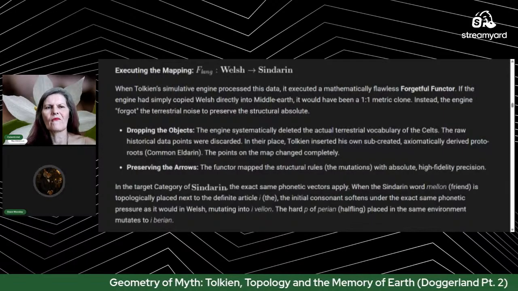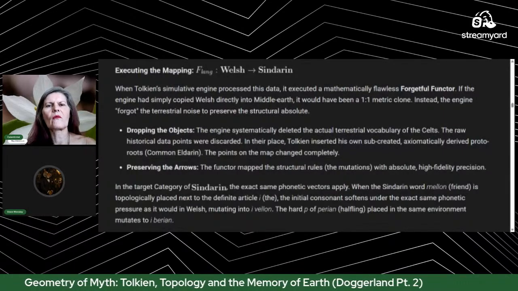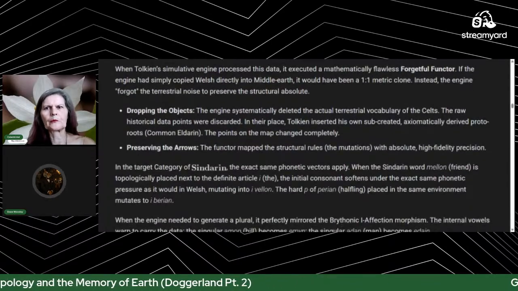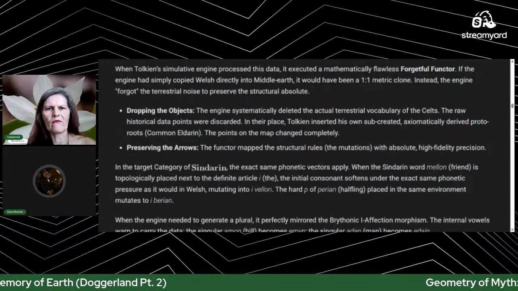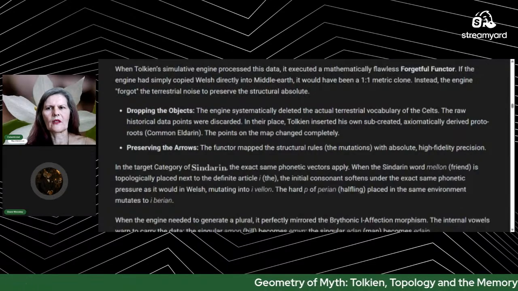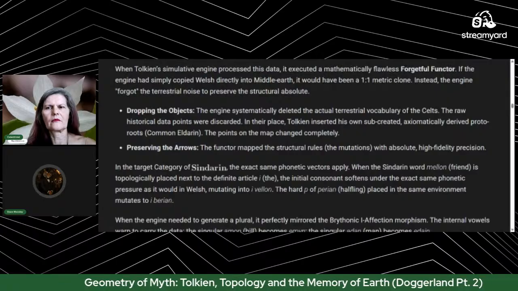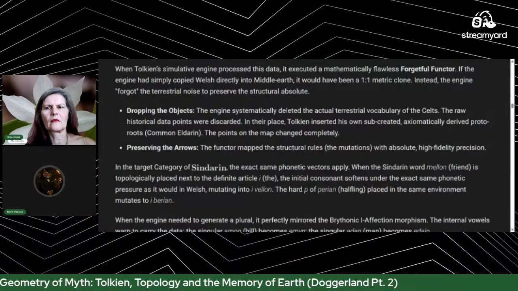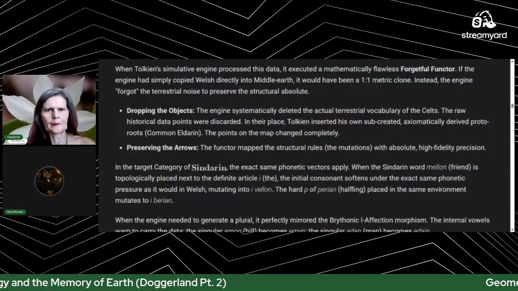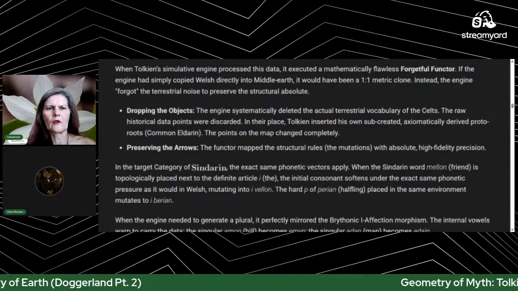Instead, the engine forgot the terrestrial noise to preserve the structural absolutes. So, dropping the objects, the engine systematically deleted the actual terrestrial vocabulary of the Celts. The raw historical data points were discarded. In their place, Tolkien inserted his own sub-created axiomatically derived proto-roots, common Eldarin, Eldarin. And this points to the points on the map changed completely.